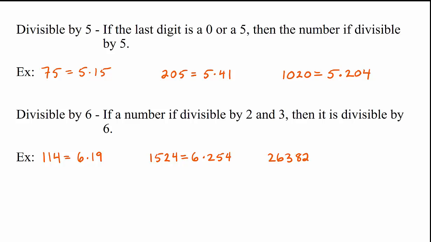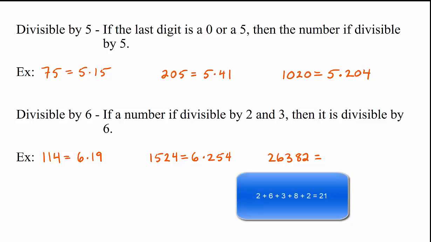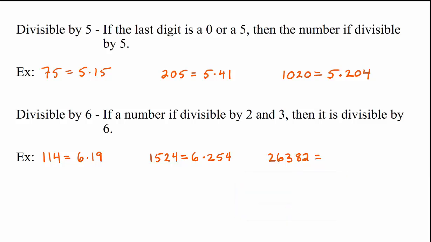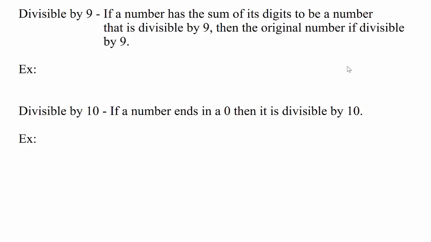One more example. Let's look at the number 26,382. I know that it's divisible by 2 because it ends in a 2. And if I add up the digits, 2 and 6 make an 8, 3 and 8 make an 11, and a 2, that'll be 19, and that adds to 21. Therefore, that's divisible by 3, so this number is also divisible by 6, and specifically it would be 6 multiplied by 4,397.